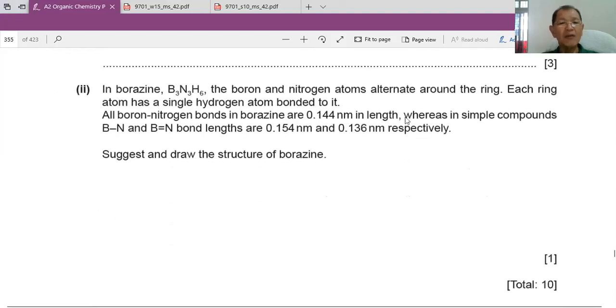And they tell you here, the boron and nitrogen atoms alternate around the ring. Each ring atom has a single hydrogen. It's the same as benzene. And they tell you all these things here, the bond length. All the boron-nitrogen bonds in this one are 0.144, whereas the simple bonds are different, so there must be delocalization again. So draw the structure.